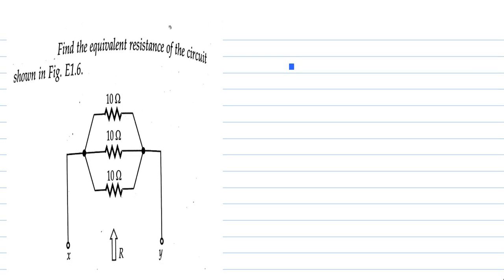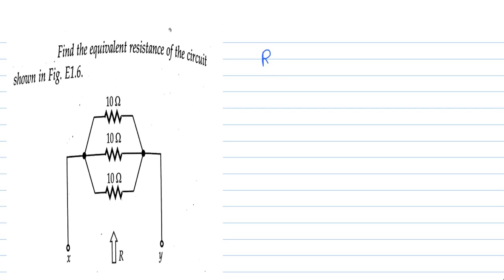Next question. The question says: find the equivalent resistance of the circuit shown in the figure. So we have to calculate the equivalent value of resistance across the terminals X, Y. We can see here these three resistances are connected in parallel. So the equivalent resistance across X, Y is equal to 10 parallel with 10, parallel with 10.